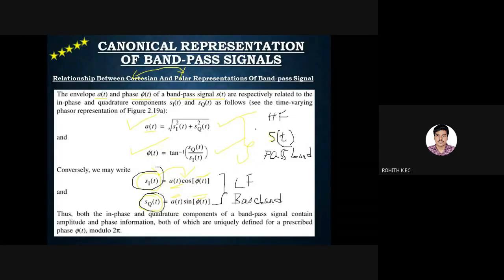Okay, so therefore, canonical representation is nothing but the implementation or realization of complex envelope, which can be represented in the Cartesian form for better analysis. And in turn, this is a method which helps us in analyzing our signal in the communication system in the baseband rather than in the passband. Because baseband is a low frequency signal, analysis of your received signal in low frequency is much easier as compared to analysis of your communication system in high frequency.